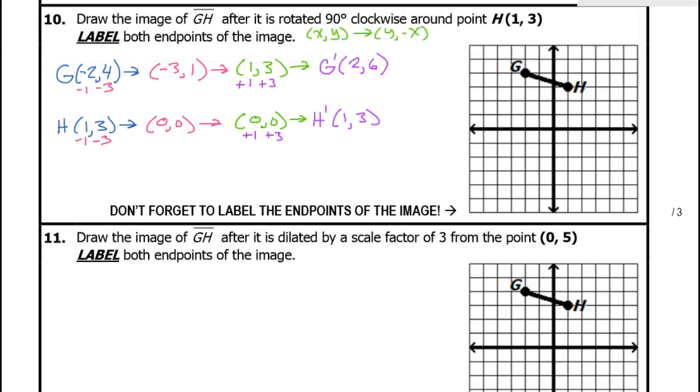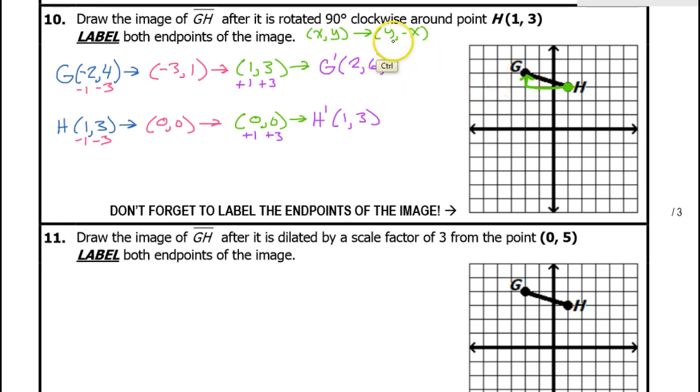So graphically we're going to use pathways. H is the center of rotation, so focus on that. And of course, because H itself is the center, it's not going to move when we rotate around it. So all I really have to worry about is point G. So look at the pathway from H to G. The pathway goes left 3 and up 1.